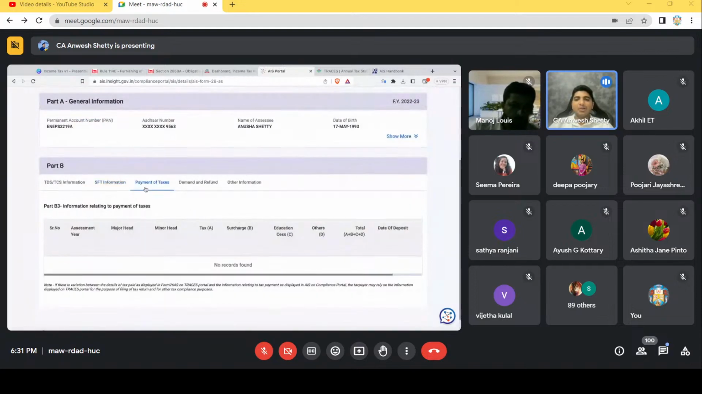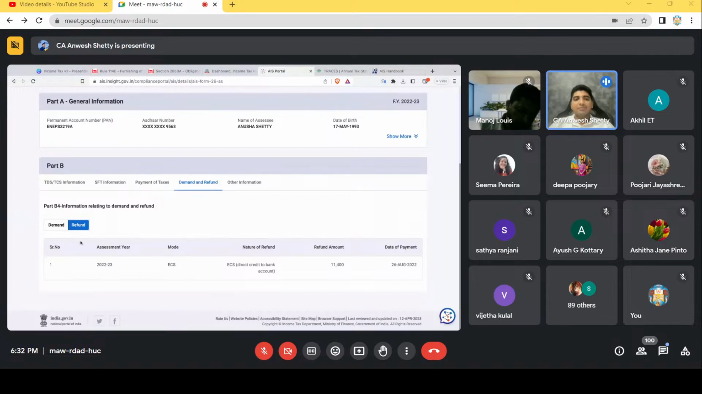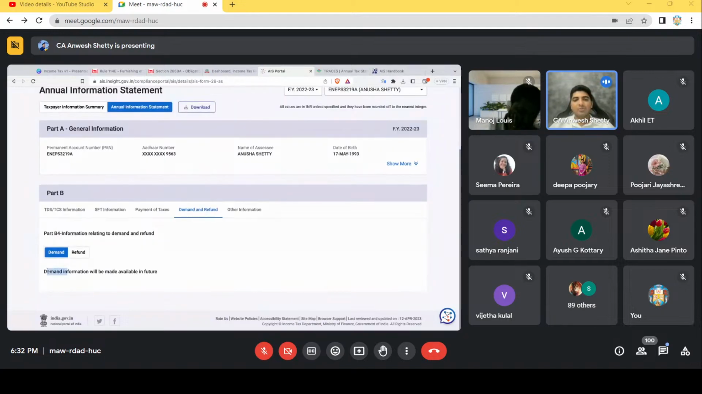And if I have made any payment of taxes, the tax information would be here. Now again, not the TDS information. If I'm going to pay some self-assessment tax, advance tax, all these things would appear here. And if there is a refund that I have received, all my refund related information, I can see here that for the last year I've received 11,400 of refund. And demand, if there is a demand, as of now this is not active. This demand information will be available in future only. So as on date, this is not active. But in future, if you have to pay some tax and the department has raised some demand, it will appear here only.